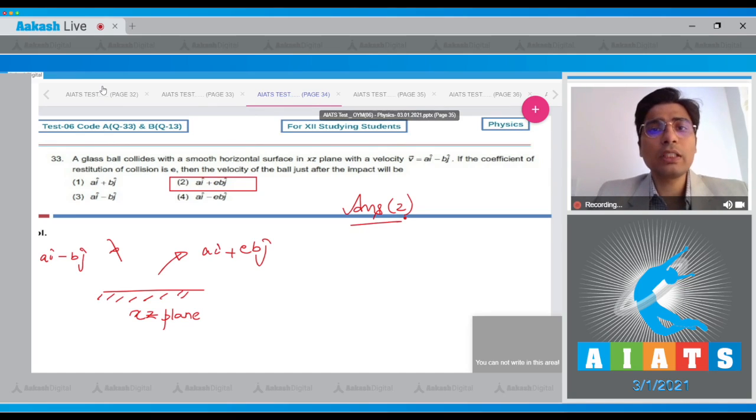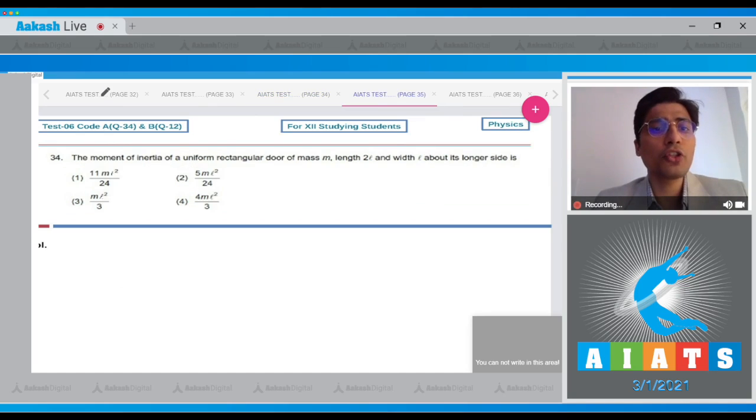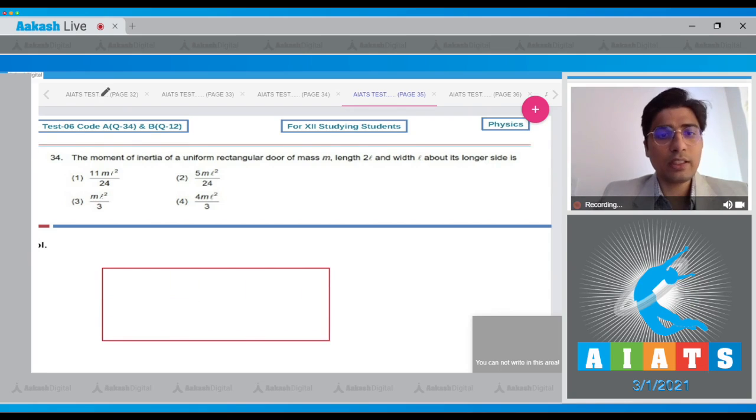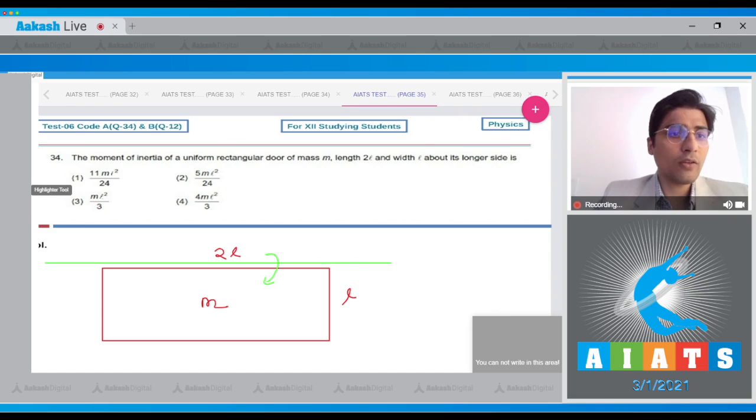Now moving on to the question number 34. In this question, the moment of inertia of a uniform rectangular door of mass m, length 2l and width l about the longer side is. Dear student, there is a rectangle that is given to us. Now the width is l and the length is 2l. The mass is given as m. We have to find out the moment of inertia about the longer side, that is this side. Now let us proceed and find out the moment of inertia.